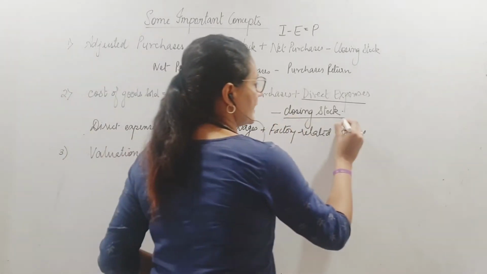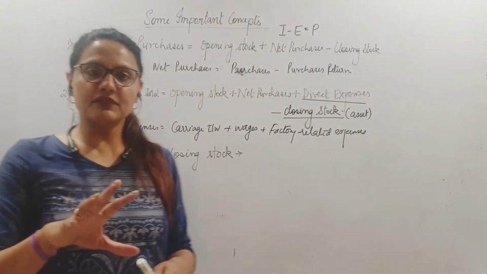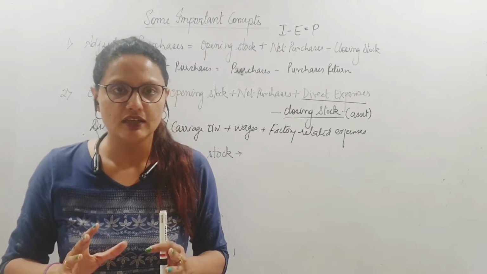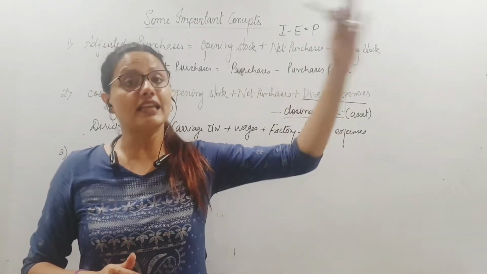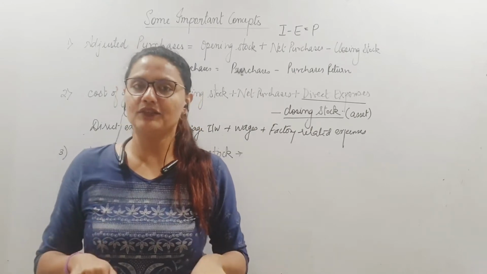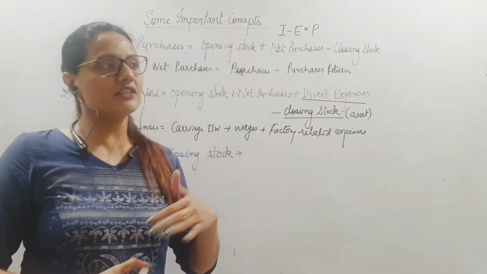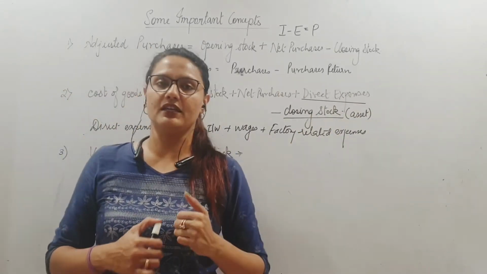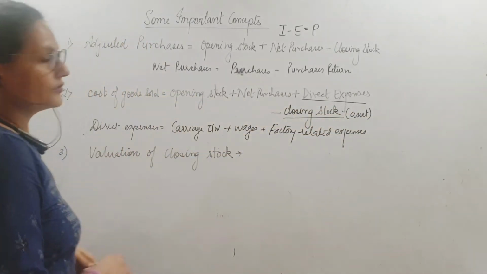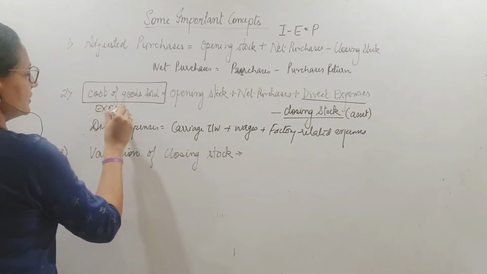Closing stock is an asset. Remember that. Why is it an asset? Something I have spent on and I have purchased and acquired or manufactured, and which I will sell in the next year. So next year it will help me earn income. Correct? So at the end of the year, it is a current asset, which will be converted into cash in the immediate future. So closing stock is an asset. Cost of goods sold is an expense for the firm.